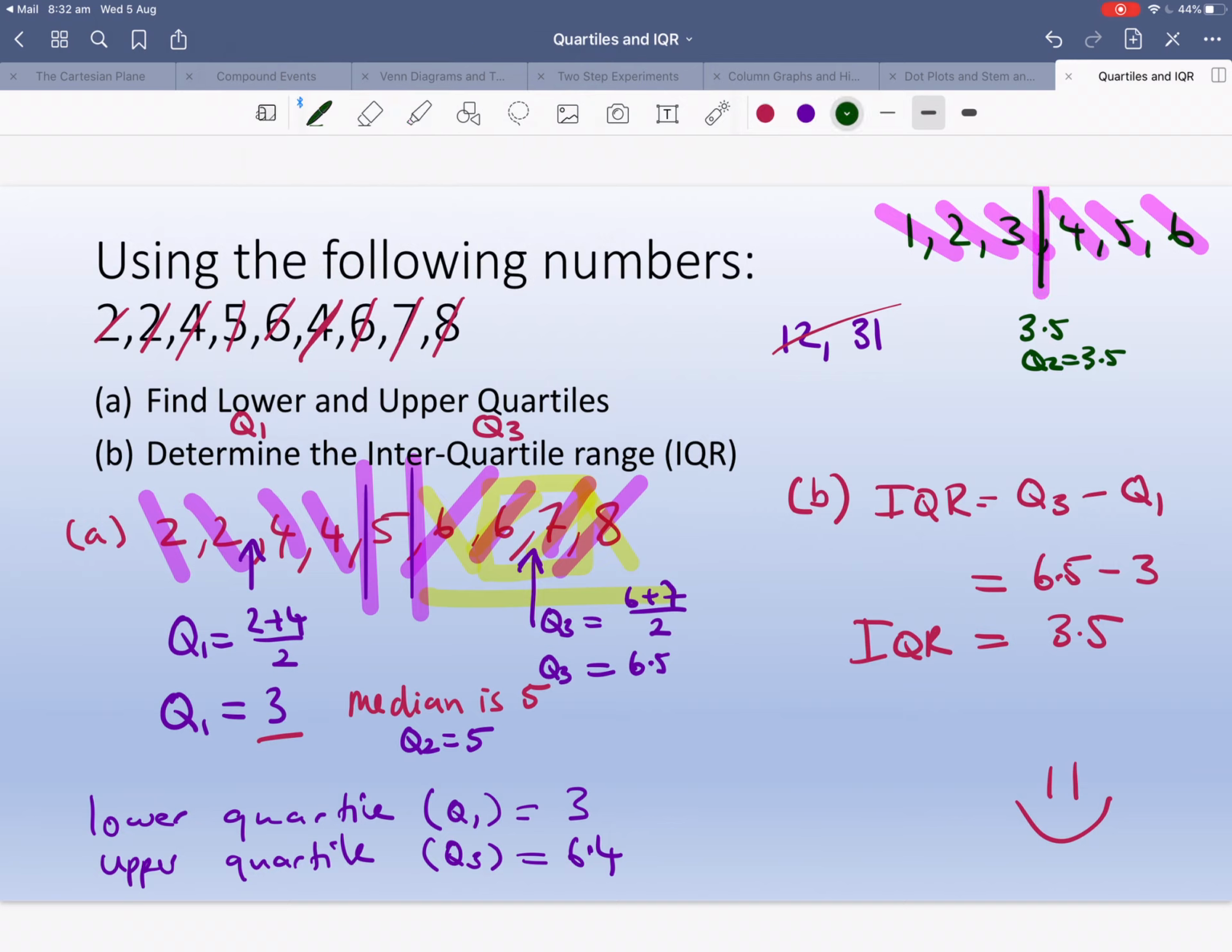And so we start crossing off here. What happens is this will be our Q3, and we cross out here, and this will be our Q1. Okay? So if you've got an even amount of numbers and an odd amount of numbers, here we've got an odd amount of numbers, we apply the techniques very similar, but just a little bit differently. If you're confused about that, please let your teacher know so we can sort that out.